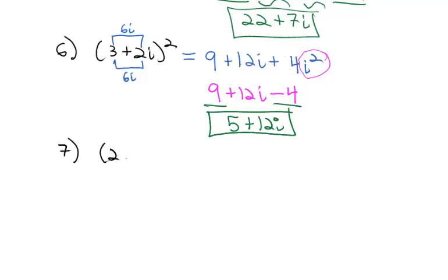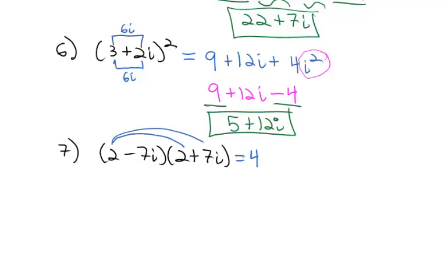Here's an interesting one. 2 minus 7i times 2 plus 7i. If we try and FOIL this, I want you to notice what happens, and you should be able to see this coming because of problems we've seen before. 2 times 2 is 4. 2 times 7i is 14i. Negative 7i times 2 is negative 14i. And negative 7i times 7i is negative 49i squared.